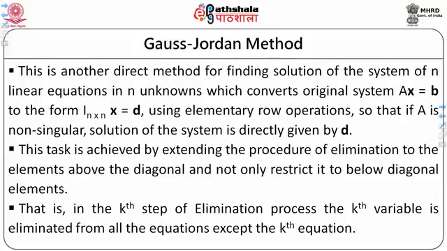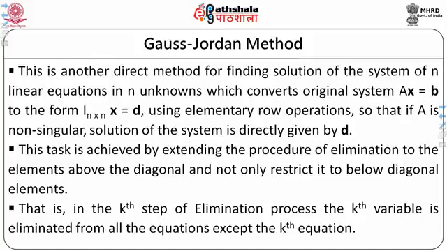Now, we are considering the next method, that is the Gauss-Jordan method, and this is another direct method for finding the solution of a system of n linear equations in n unknowns, which converts the original system A x bar equal to b bar to the form I n cross n x bar equal to d bar, using elementary row operations. So, if A is non singular, the solution of the system is directly given by d bar, because if this becomes the system after reduction, then x bar equal to d bar is my solution, and that will be the solution of the original system. So, here no back substitution process will be required.